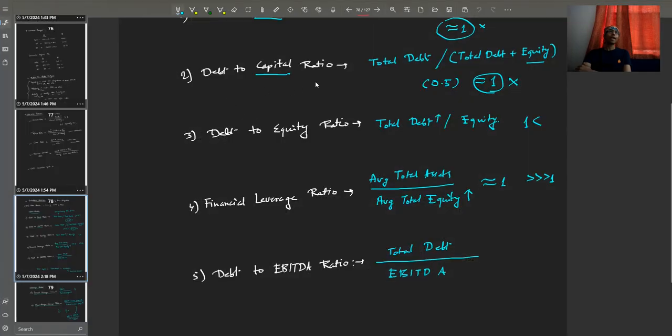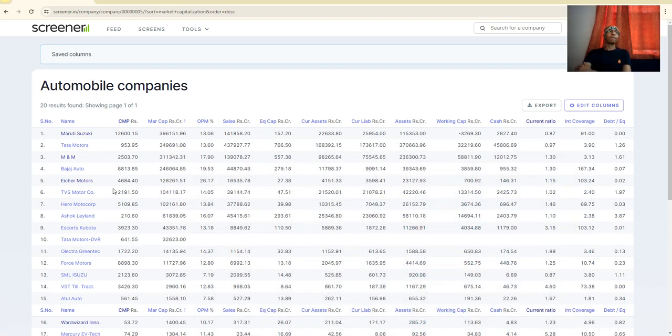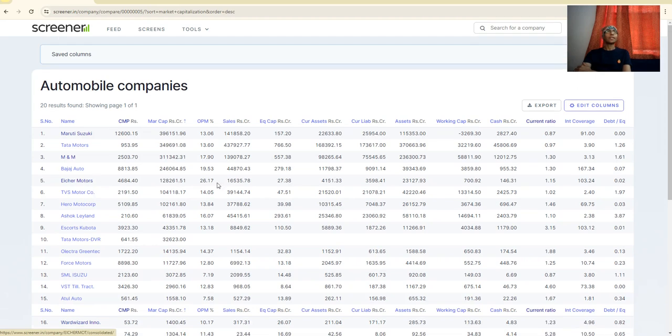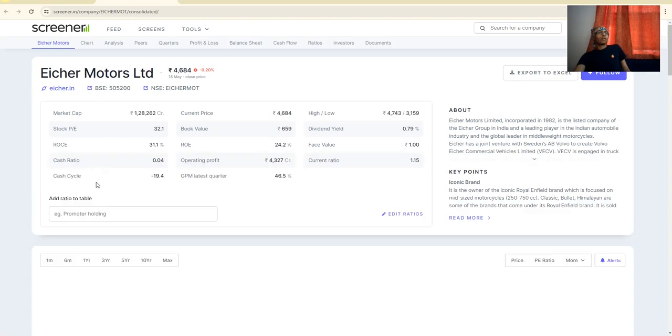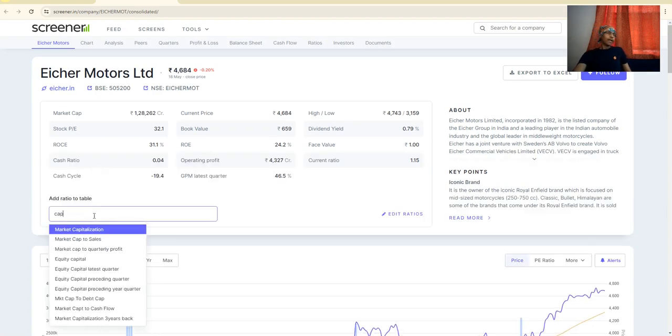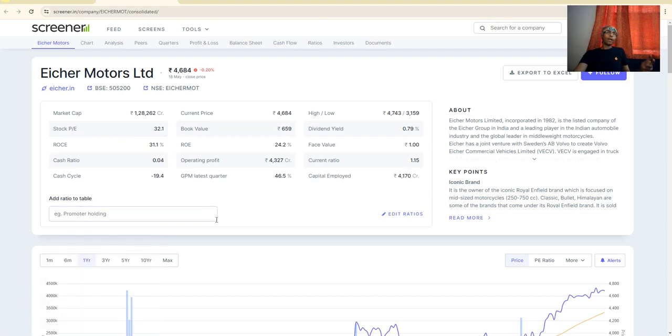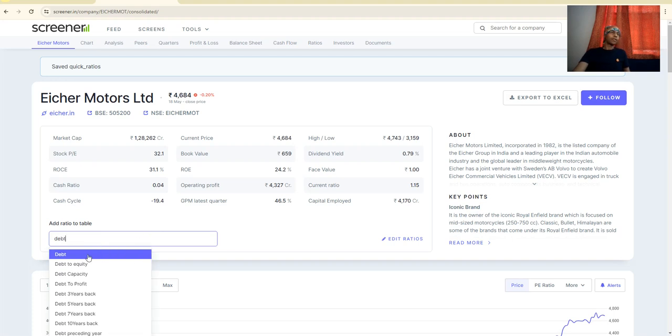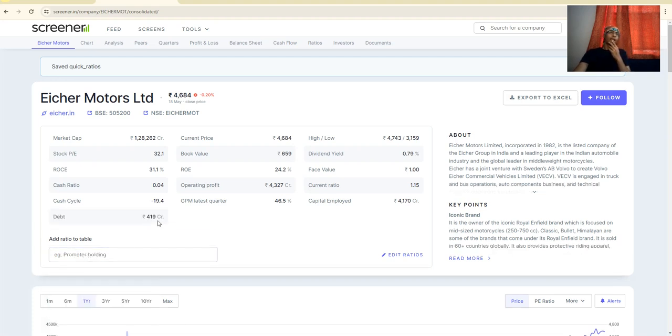The other ratio, debt to capital ratio. Well, they do not have much debt. Let me see what is their capital situation. Total capital employed is 4170, and return on capital is 31.1%. Now let me see debt. How much debt do they have? 419 crores. 419 crores is their debt.